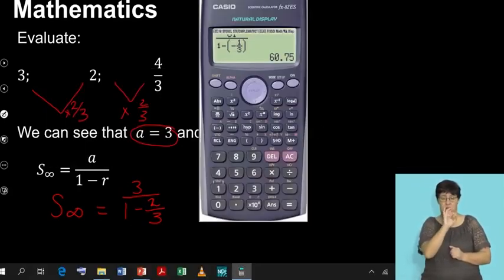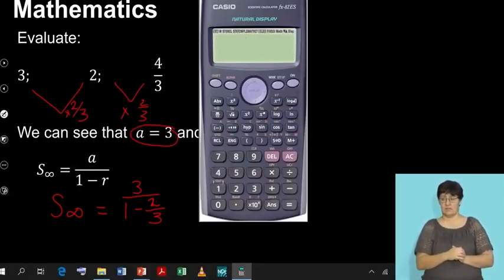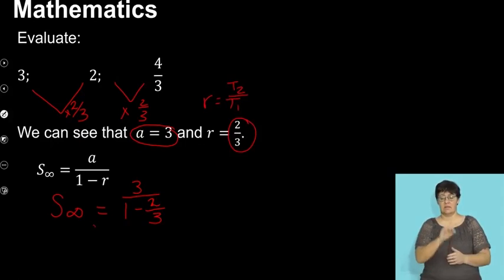Let's pop this all on my calculator. Then we can actually see what the sum to infinity is. So I've got 3 over 1 minus 2/3, which is equal to 9. So for this specific example, the sum to infinity is equal to 9.